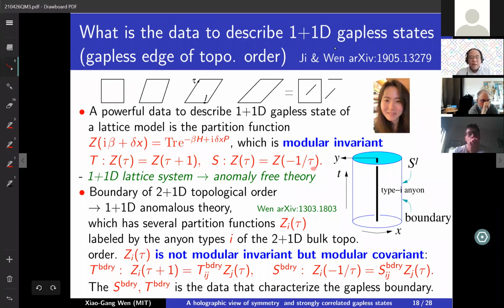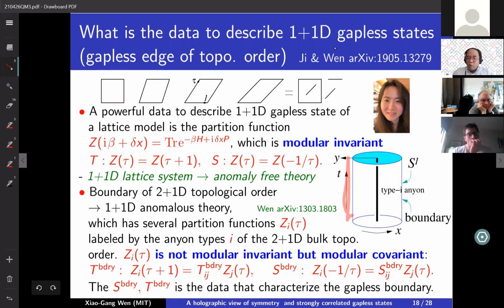But however, this is not what we are after. Remember, we consider the boundary of a 2D topological order. So we have this picture. We have a topological order in 2 dimensions. We have this boundary. We want to study the gapless boundary. What is a gapless boundary here? But now we have something new from the picture we had before.